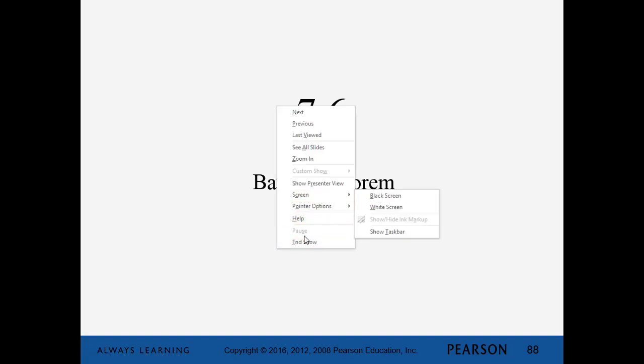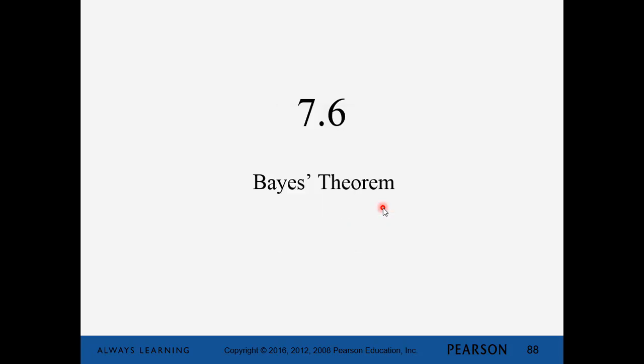Okay, and welcome back. Today we are going to finish up chapter 7, and it's all about Bayes' theorem. Bayes' theorem is a way of calculating conditional probability in a general case. We're going to talk about a special case, but then we're going to generalize it.